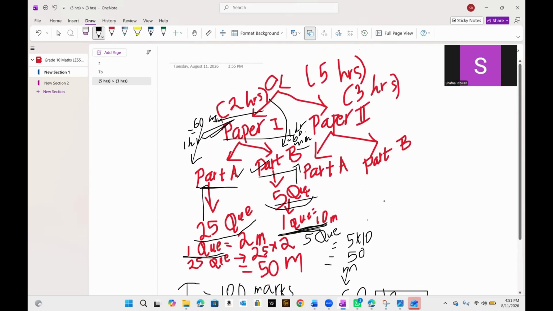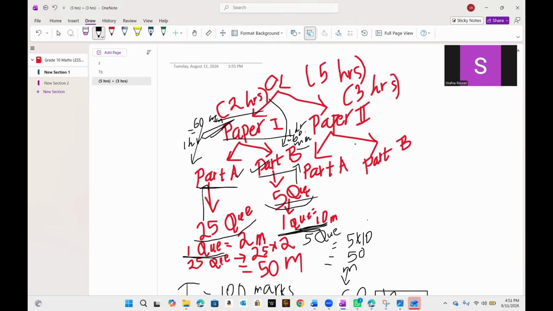Now let's go towards paper 2. If you take paper 2, here you are going to divide paper 2 into two parts. What are the two parts you have? You have part A and you have part B.